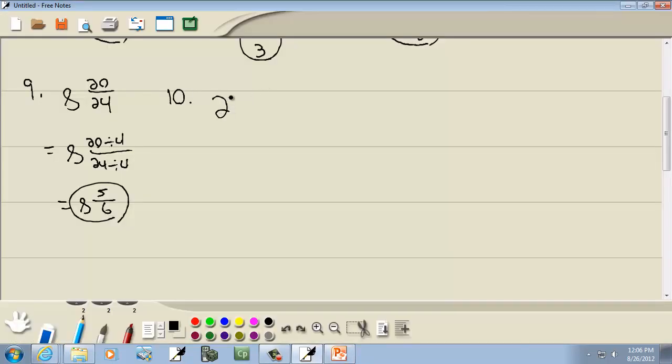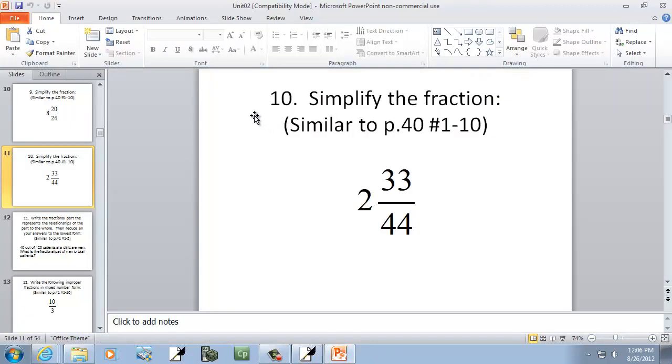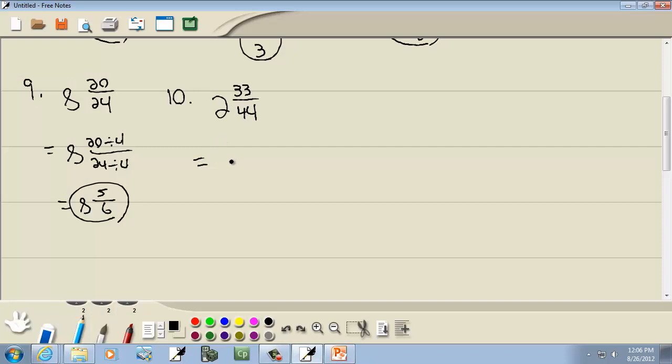In this one we got 33 over 44. Same instructions, simplify it. Well, the 33 and 44 are both divisible by 11. So 33 divided by 11 and 44 divided by 11. 33 divided by 11 is 3. 44 divided by 11 is 4.